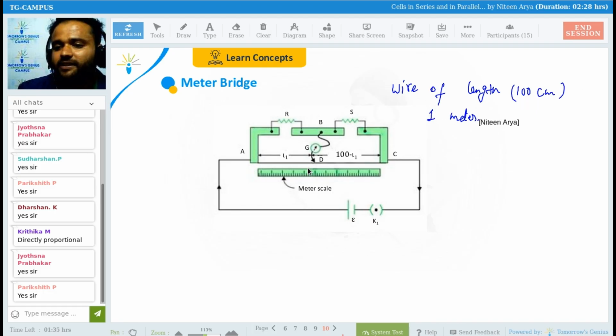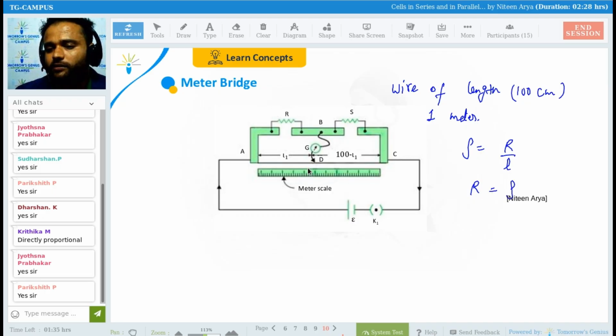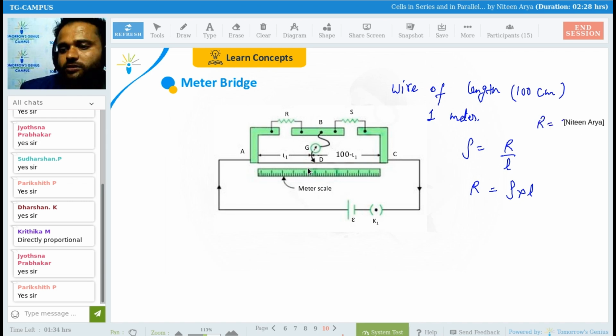So obviously we understand resistance per unit length, or you can say resistivity. So the moment you need to find resistance, that is nothing but resistivity into length. Resistance is rho L by A. So suppose this is the wire of your unit area.